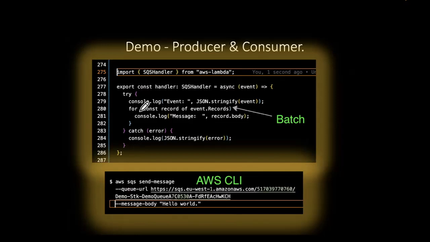So that's why we're iterating over the batch of messages, and I'm just console logging the actual message itself within a particular element in my array. So it's as simple as that. Because my producer is going to be the AWS CLI, this is how we send messages to a queue from the command line, if you like.